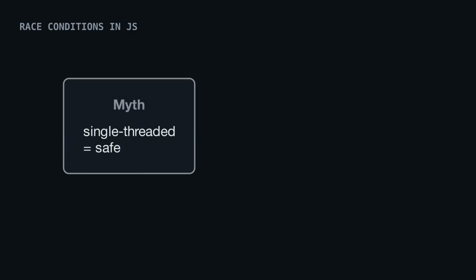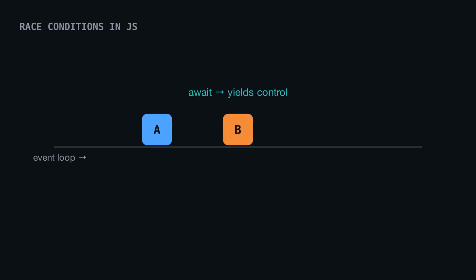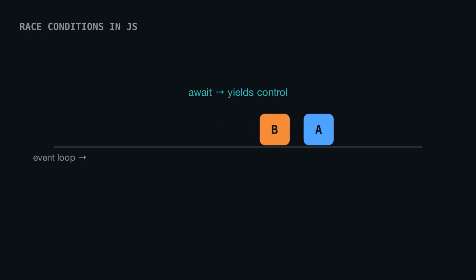it. Now, the myth: race conditions can't happen in JavaScript because JavaScript is single-threaded. That is half true. There is one thread, but it is concurrent. The moment you await something, you hand control back to the event loop, and other work runs in the gap. So when 2 async operations are in flight, the order they finish in is not guaranteed. If your code's correctness depends on that order, you have a race condition, single thread or not.